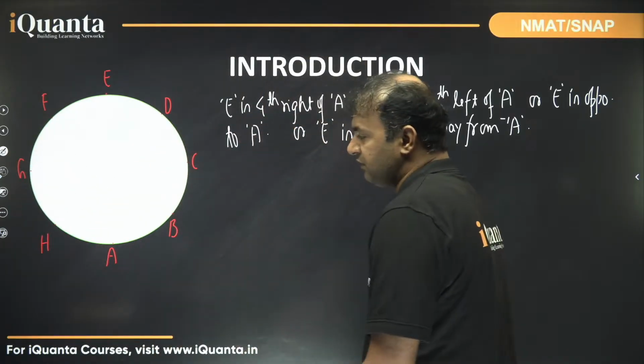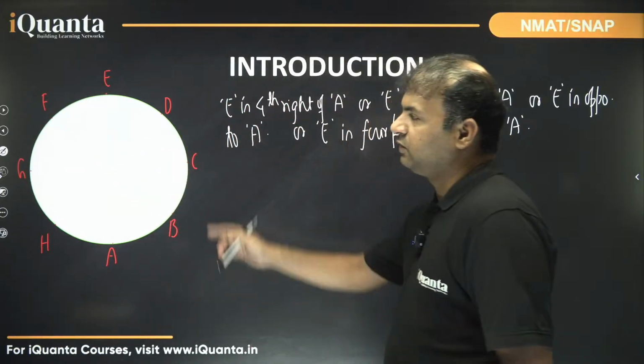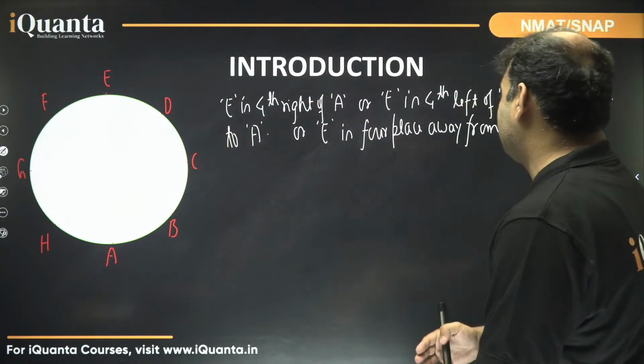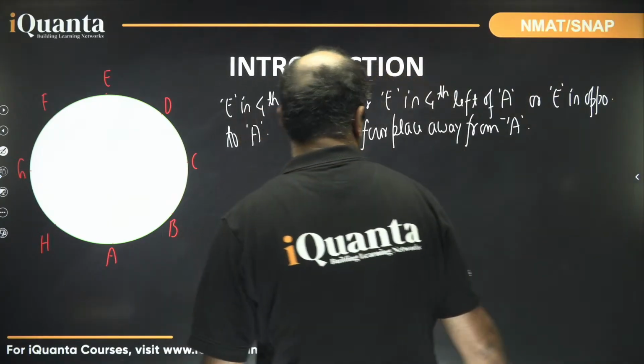But 4 places away, whether you talk from the right or from the left, the person is the same. Which person is that? That person is E over here. Why is that so? Because E and A are opposite to each other. Very simple reason. Okay, I hope you guys understand this.